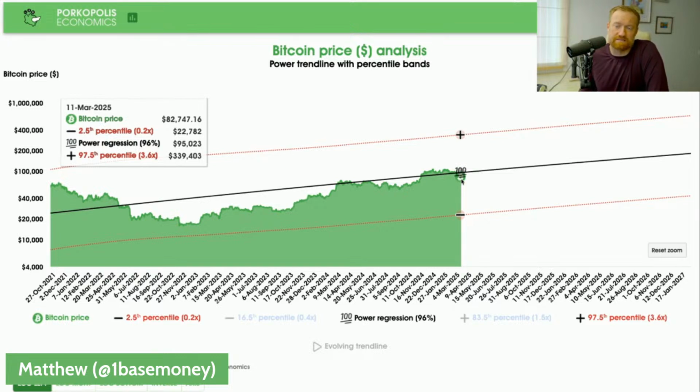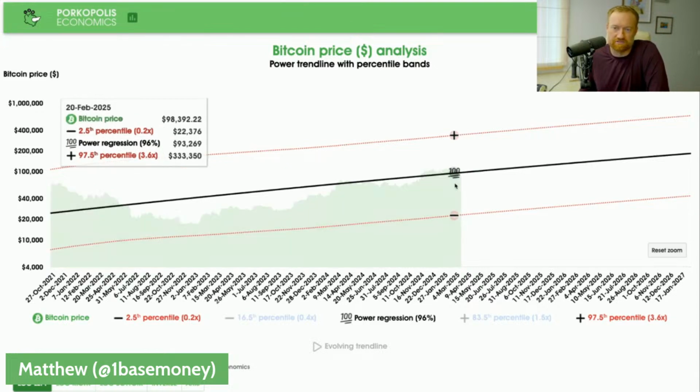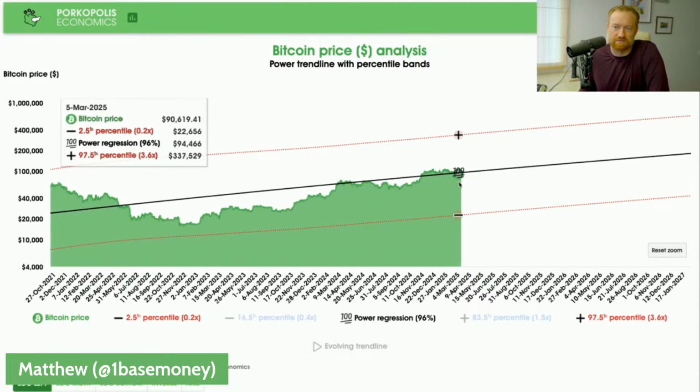All right. And it's not exactly 0.2, obviously. 0.2 on 100,000 is 20,000, so it's not exactly 0.2. It's a little bit above that. And then on the upside, the 97.5 percentile, that means 2.5% of the observations throughout this whole model will be above that red line. And what's that number? $339,000 per Bitcoin.